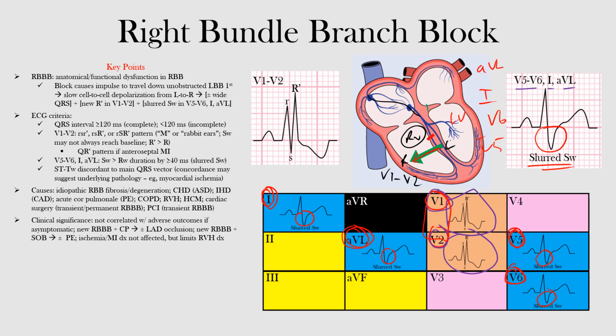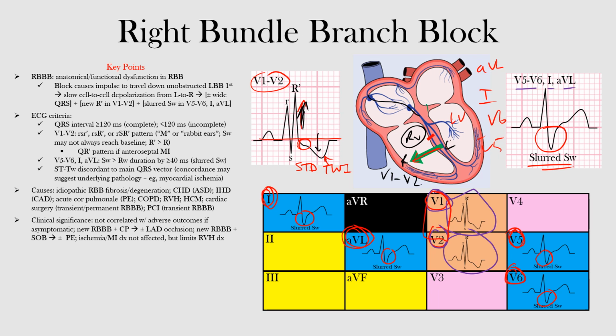Now, another finding with bundle branch blocks is discordance. In other words, the ST segment and T waves are directed in the opposite direction to the main QRS vector. So if we look at V1 and V2, we'll draw our baseline here. Notice that our ST segment is depressed, so we have ST depression, and we also have this T wave here that's inverted, so T wave inversion. But notice that the main QRS vectors are mostly positive.